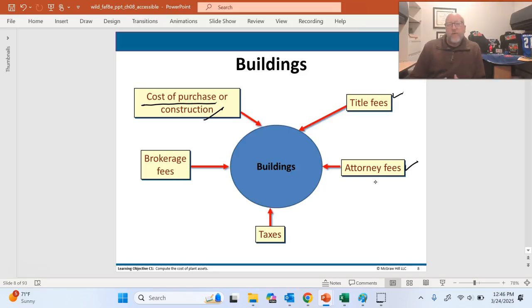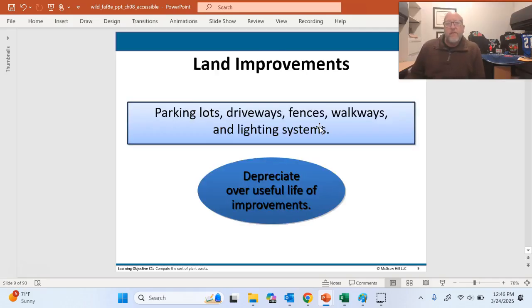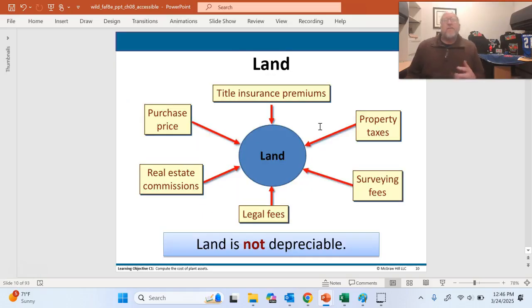We're going to have attorneys making sure the acquisition is straight and legal. We could pay taxes, property taxes, and so forth, and brokerage fees like real estate agents. But the sum of all of those costs would go on the balance sheet for the line item buildings. Land improvements. And to me, it makes more sense to talk about land first and then land improvements.